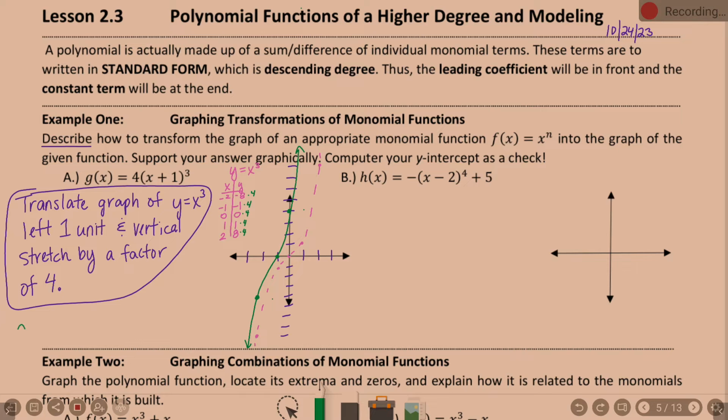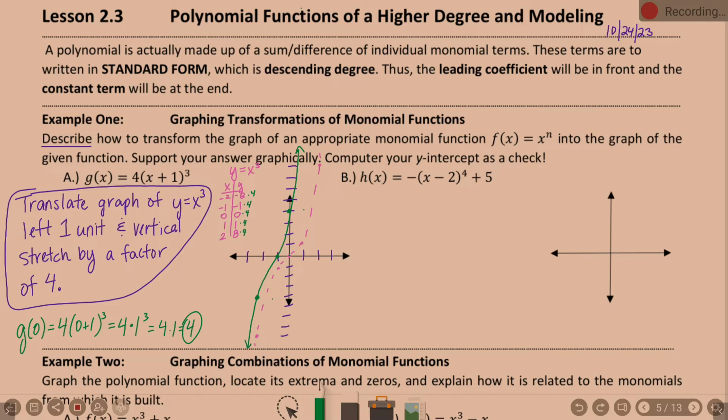And so if you were to put 0 in for x, put 0 into this original equation, so g of 0, 4 times 0 plus 1 to the third. Well, 0 plus 1 is 1. 1 to the third is 1, and 4 times 1 is 4. Does that check with where I ended up? And it does, doesn't it? Okay, so y-intercept is always an easy point to check because it's just putting 0 in for x. Okay, questions?